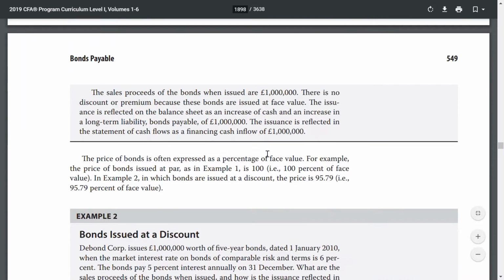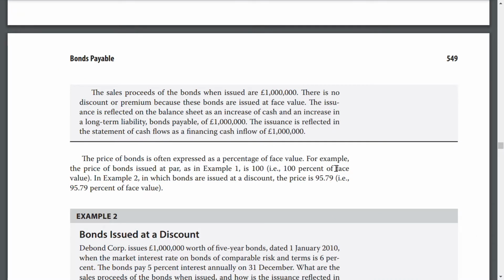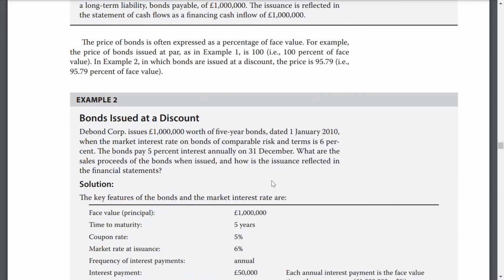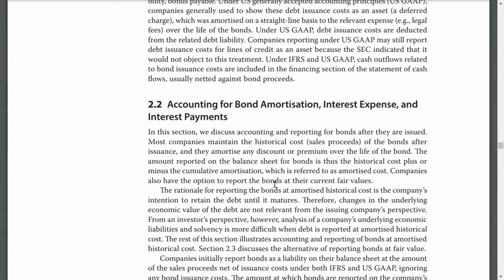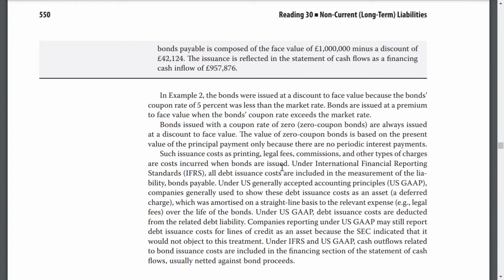The price of bonds is often expressed as a percentage of face value. For example, the price of the bond issued at par in example 1 is 100. In example 2, in which bonds are issued at a discount, the price is 95.79 of its face value. In example 2, the bonds were issued at a discount to face value because the bond's coupon rate of 5% was less than the market rate.